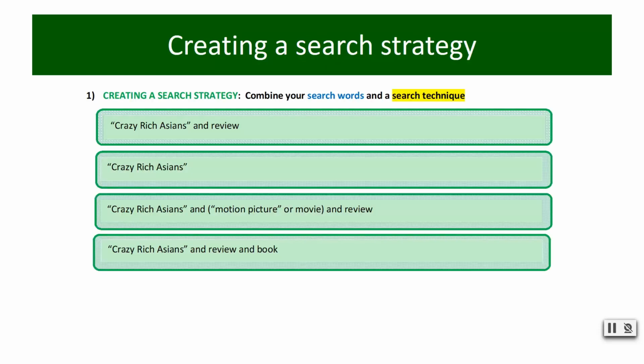Next, we're going to create our search strategy, which is what I put into the OneSearch box. And in this example, I have Crazy Rich Asians in quotation marks and review, just Crazy Rich Asians, which is going to give me a lot and probably will be too much. Crazy Rich Asians in quotation marks and motion picture or movie and review.